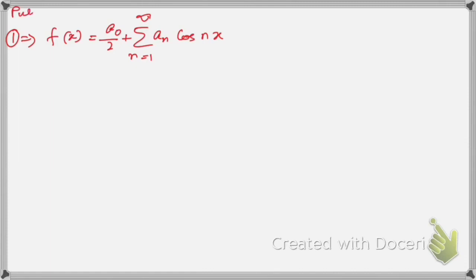Putting bn is equal to 0, we have got this. So let us take this as equation number 2, right? So we have got bn is equal to 0 because f of x in this case, the f of x in the given function in this case is even function, and for even function bn is equal to 0.